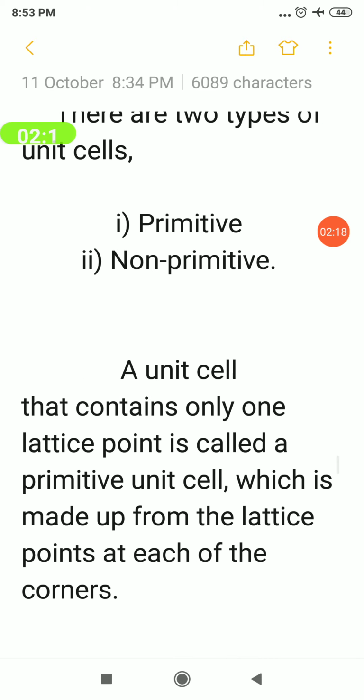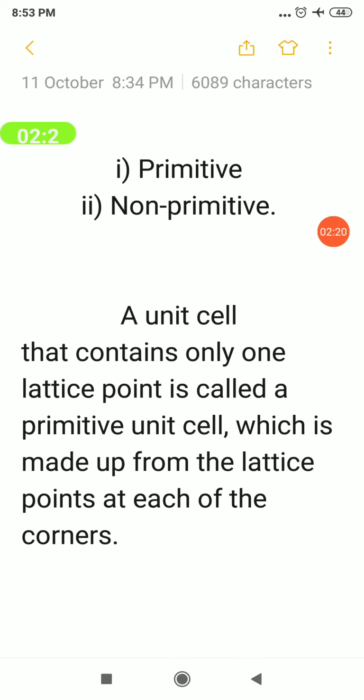In a crystal, the constituent particles may be made up of atoms or ions or molecules. If the constituent particles are fixed only at one point, especially the corners, that is, in a crystal system, if the constituent particles occupy only the corners, then that unit cell will be called a primitive unit cell. What is a primitive unit cell?